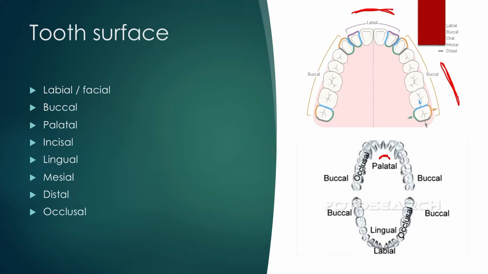The biting surface of the incisors and canines is termed as the incisal surface. The part of the tooth that is towards the midline is termed as the mesial surface. Away from the midline is termed as the distal surface. The biting surfaces of all the molars are termed as the occlusal surface. This word is from occlusion, which means upper and lower teeth coming together. So, the tooth surfaces are labial or facial, buccal, palatal, incisal, lingual, mesial, distal and occlusal.